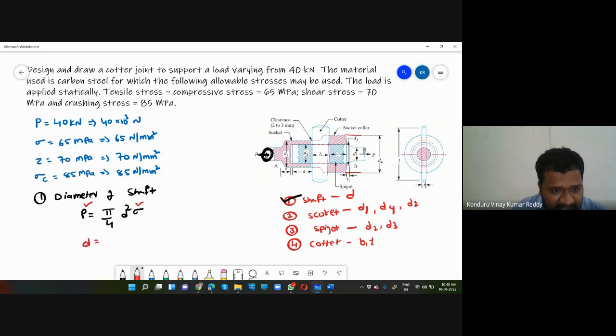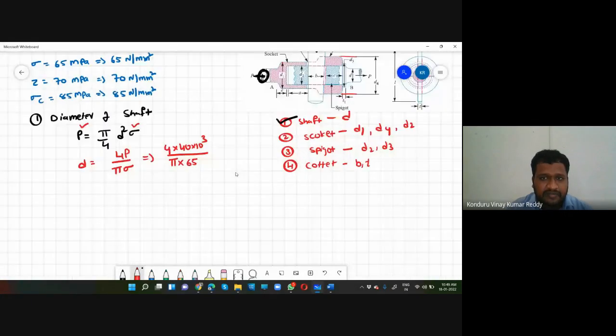Thereby, D is equal to the square root of 4P by pi into shear stress. Just substitute the values: 4 into 40 into 10 to the power of 3, divided by pi, which we have in calculators, into the shear stress, 65. If you find the answer, can anybody give me the answer for the diameter of the shaft?